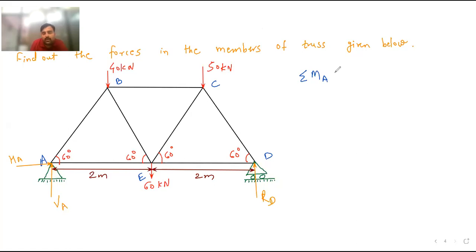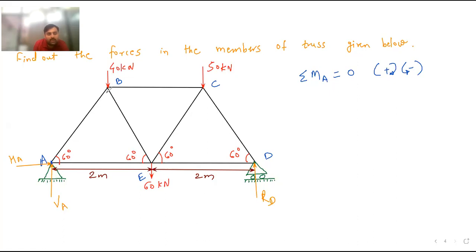Okay, so moment at A is equal to zero. Clockwise moments are positive, anti-clockwise moments are negative. Here is point A. Our force is 40 kN, which is at point B.